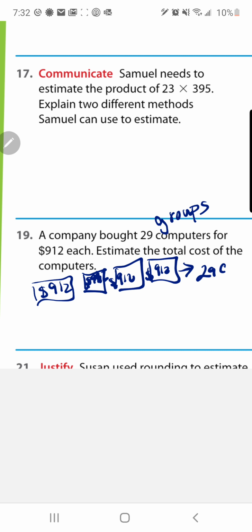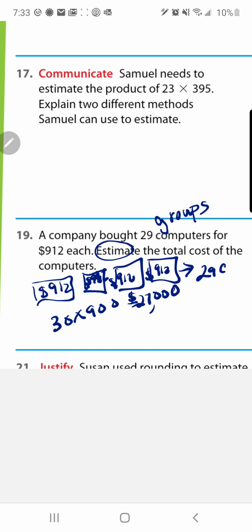They want an estimate. That's the deal. So because of that 9, that 29 goes up to 30, and because of that 1, that 912 stays at the same 900. Get your 3 extra zeros, 1, 2, 3, and multiply 9 times 3, which gives you 27. So how much do those 29 computers cost? Well, they're going to cost about $27,000.